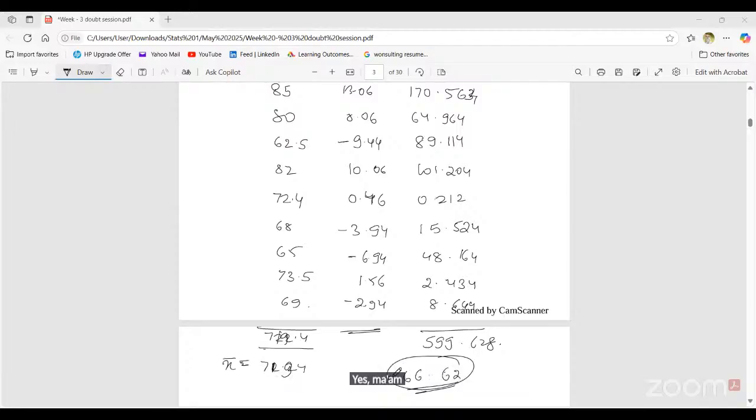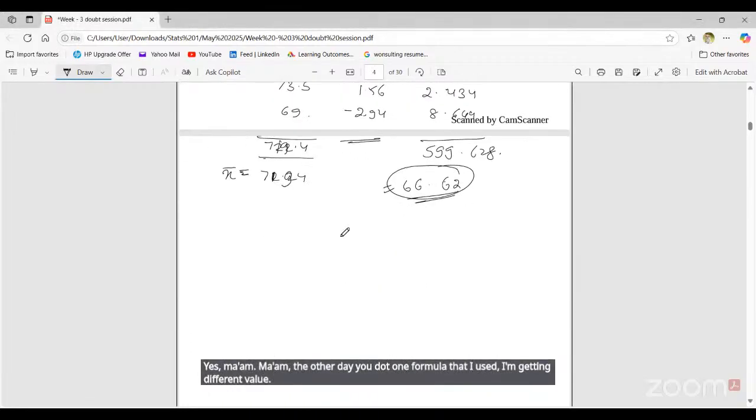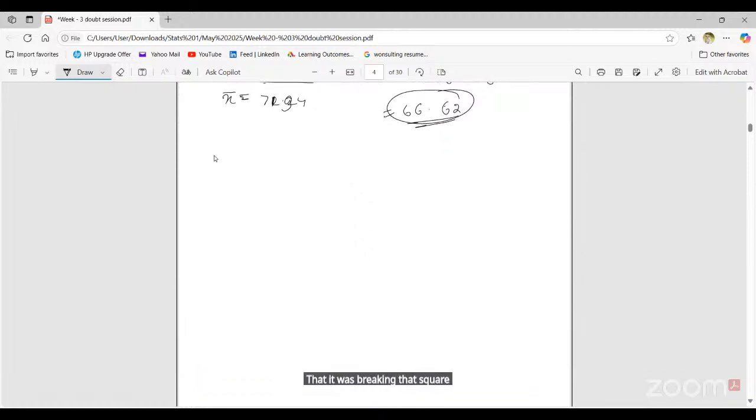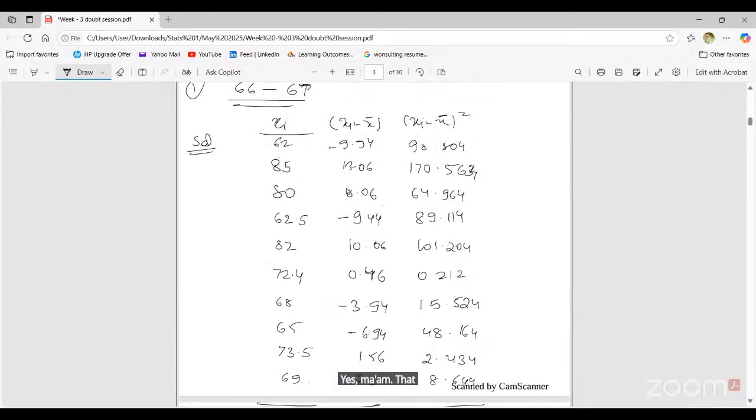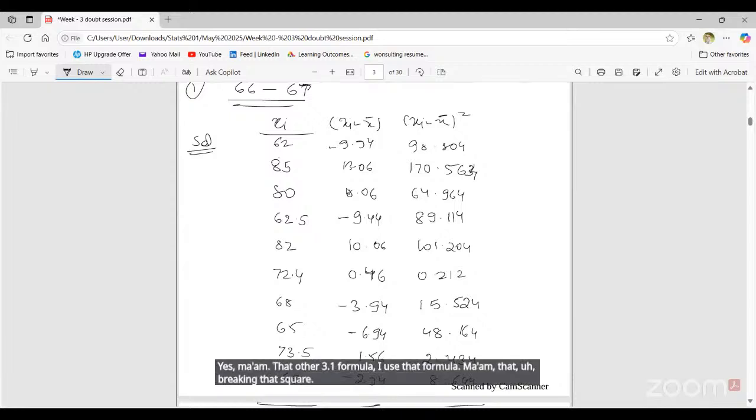Ma'am, the other day you taught one formula that I used, and I am getting a different value. It was breaking that square. It was not whole squaring, but just squaring each component, like x1 square, minus summation x bar square. He's talking about 3.4 question number 1, calculating the variance. No, that's a different thing.